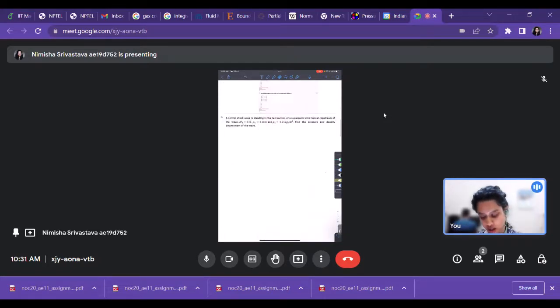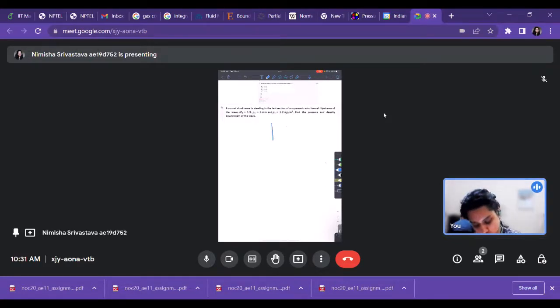So let's get started. The first question concerns a normal shock wave. Over here there's a mention of the supersonic wind tunnel. You don't have to worry about where that shock wave is. You just need to know that there is a shock wave. So over here, let's draw a shock wave. We have our normal shock wave.